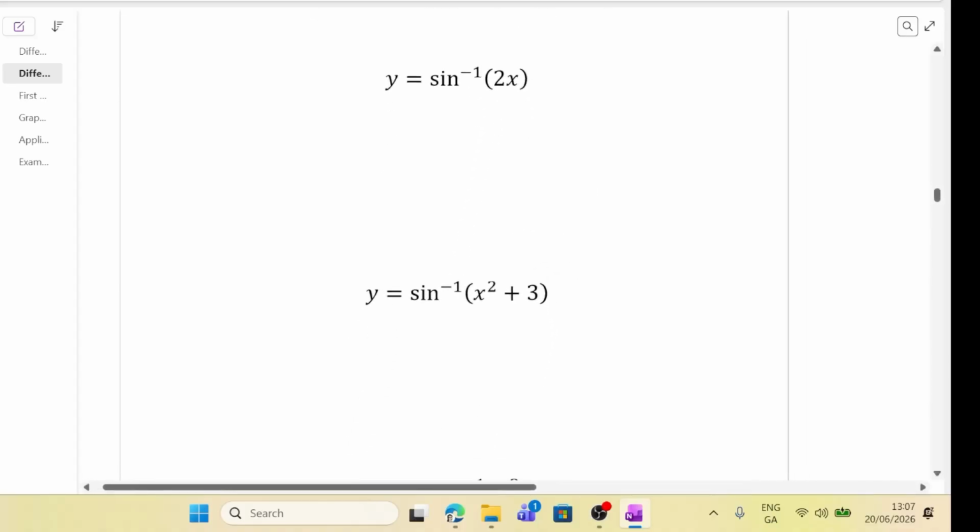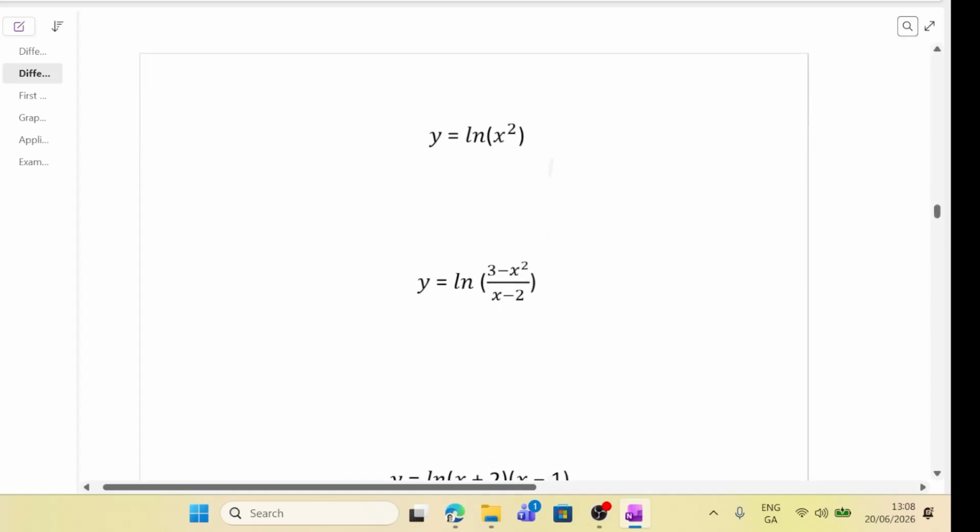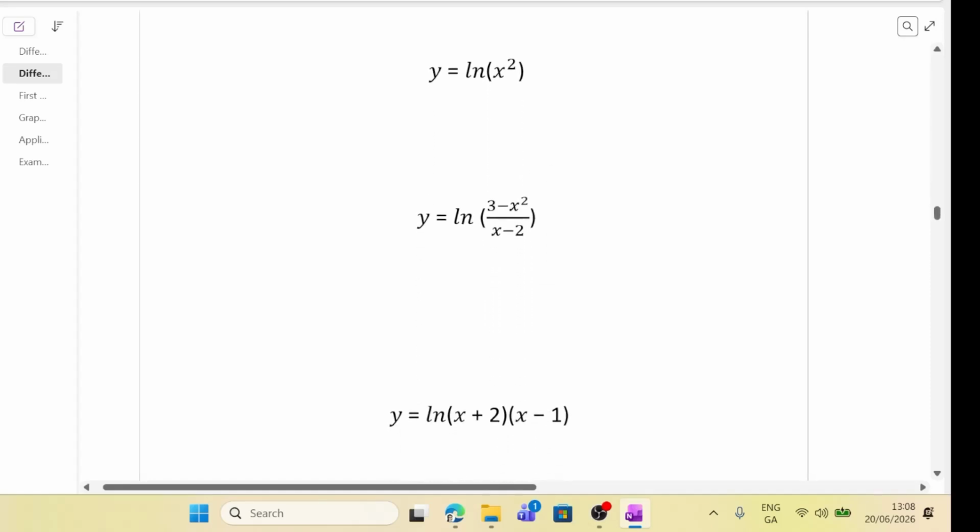Now, for this one here, you need to remember that it's not sine to the power of minus 1. It's actually called the sine inverse. I'm not sure about the formula for this one, so I skip this one for now and come back to you with it in a separate video.